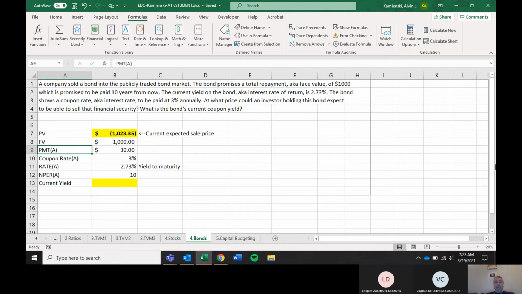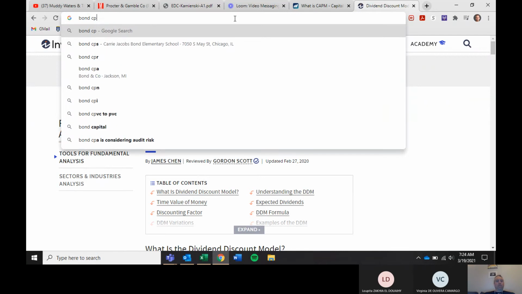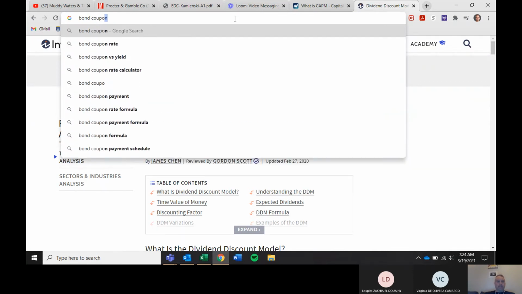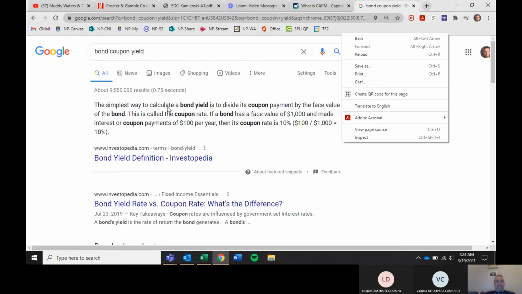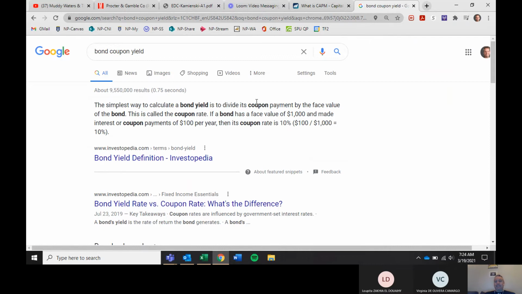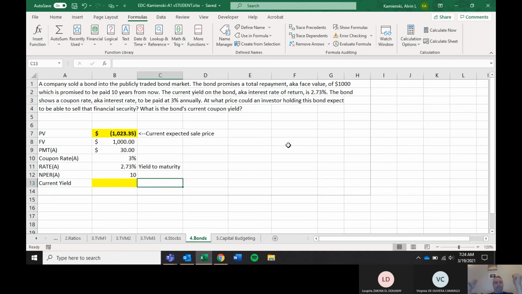That's the price then. So the next thing that is often discussed is what we call the bond's current coupon yield. So if again we just looked up bond coupon yield, you've got to spell it right though, coupon yield. The simplest way to calculate a bond coupon yield is to divide its coupon payment by the face value of the bond. Hey, that's not right. It's not its coupon payment divided by the face value. That should say price. Huh. All right, well, I'll show you the formula here. I found an error on the internet. Can you believe it? The internet's sometimes wrong.